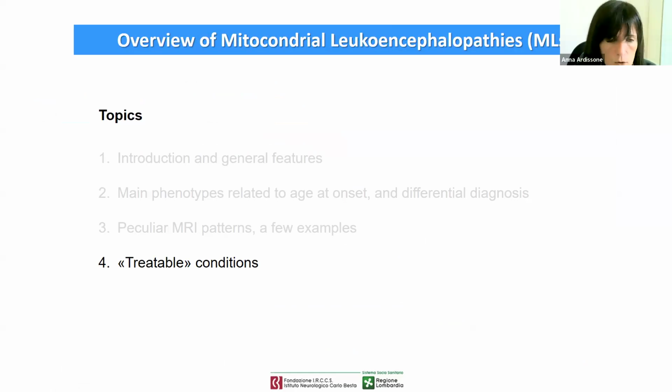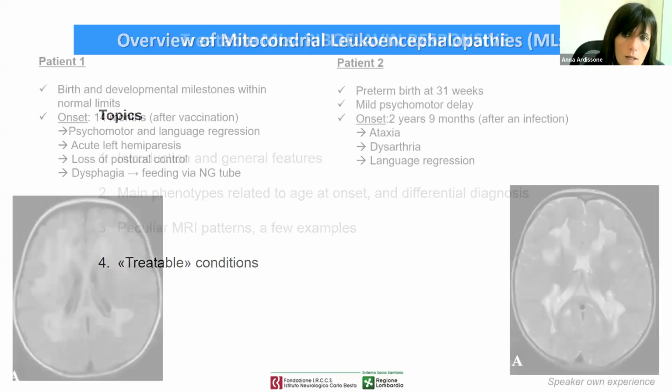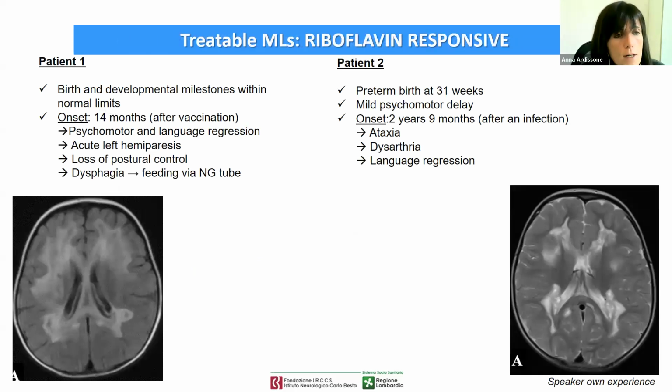So, moving on to the last topic, we are talking about mitochondrial disease. Mitochondrial diseases, by definition, are untreatable conditions, but there are a few selected cases in which targeted therapy may modify the natural history of the disease. And so it is important to know this because it's important to achieve early diagnosis.